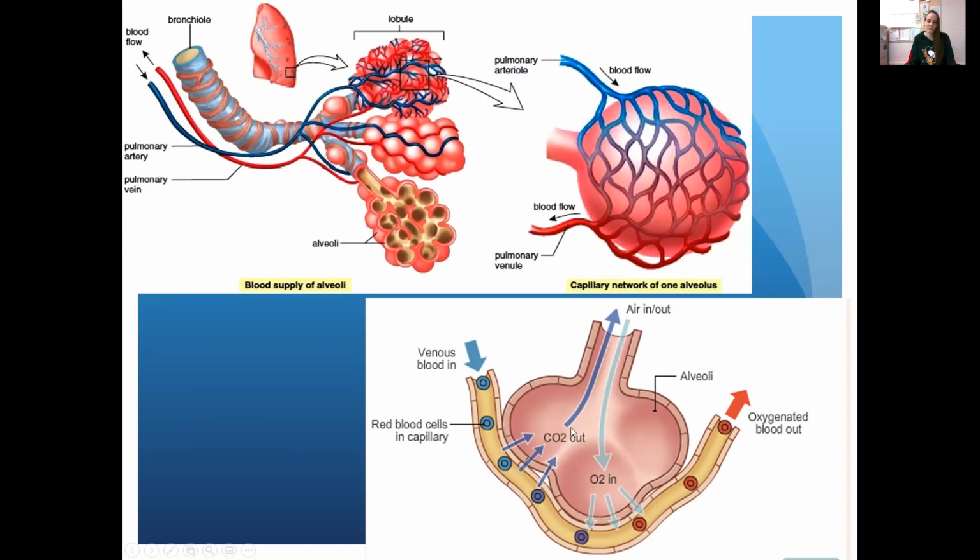That carbon dioxide will diffuse out into the alveoli to be breathed out, and then you'll breathe in, and that oxygen will diffuse from your alveoli into the capillary, making your blood oxygenated, where it can then go to your heart to be pumped back around to your body, to all of your tissues that need oxygen.